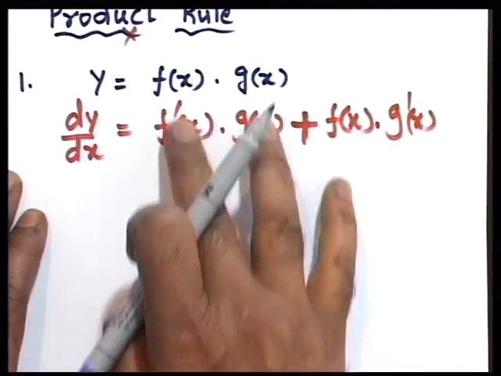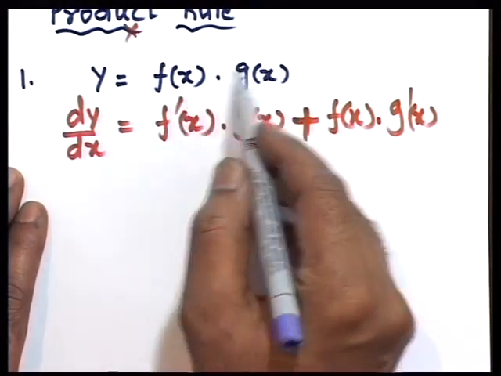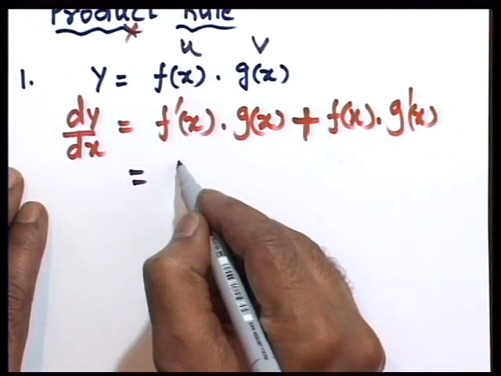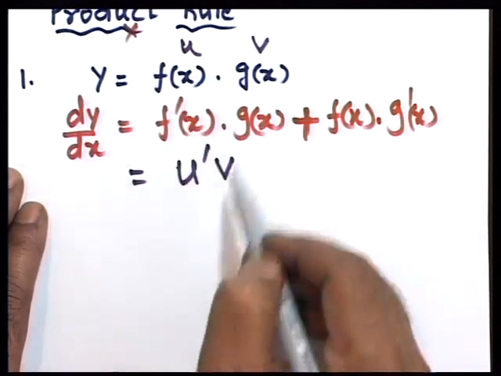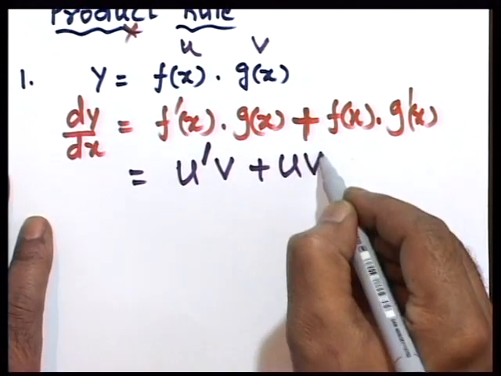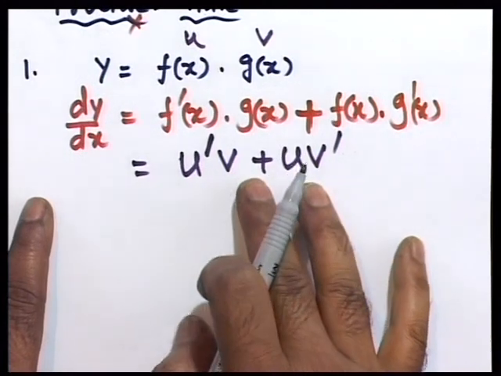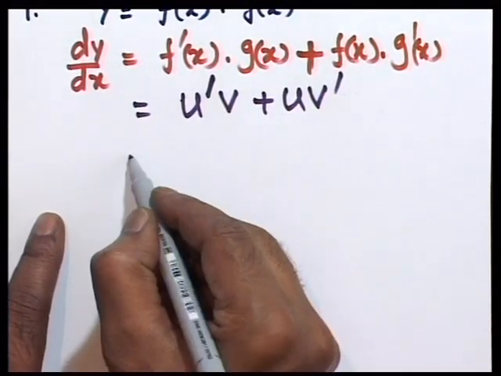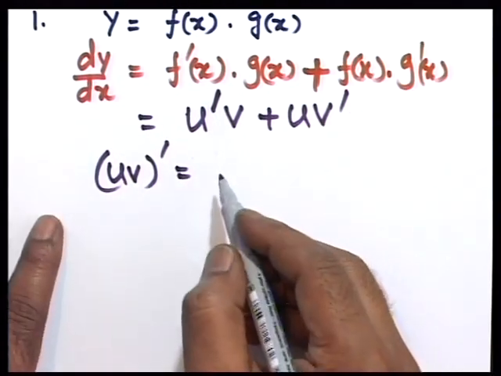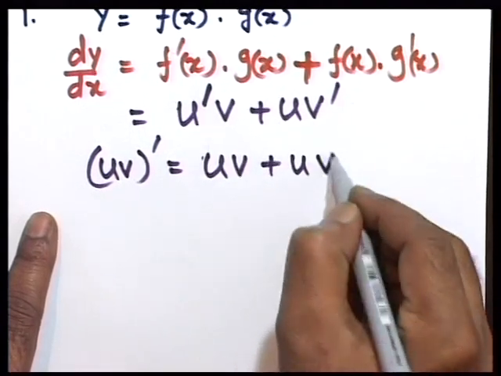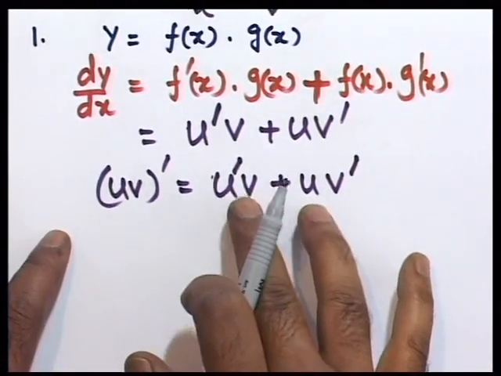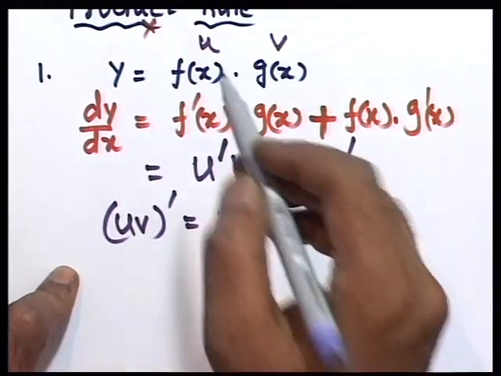Because it looks very long, what I do, I call them u and v, right? Let's call it uv. So the formula now changes to u dash v, where dash means du over dx, plus uv dash. That's all. So remember that. If you cannot remember, the shortcut is this. (uv) whole dash, that's dy over dx, just write u dash v plus u v dash. Dash comes to the first one and then to the second one. That's all. That's about the product rule, and the question must look like that.